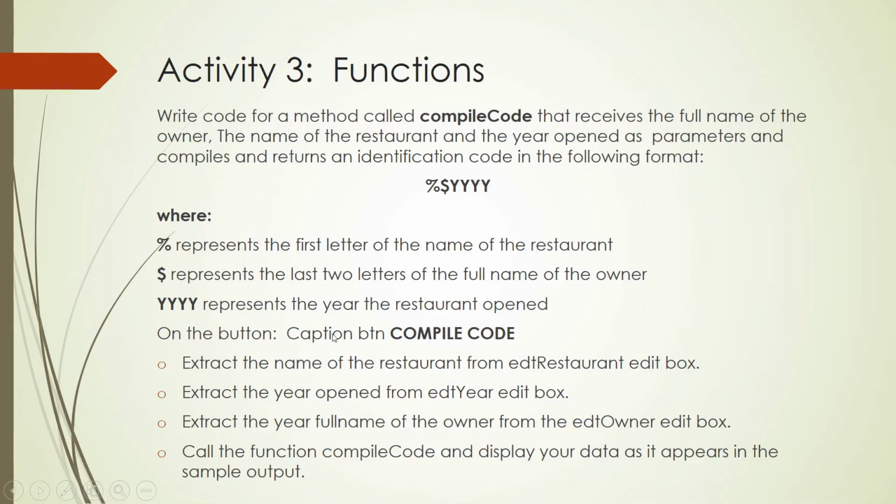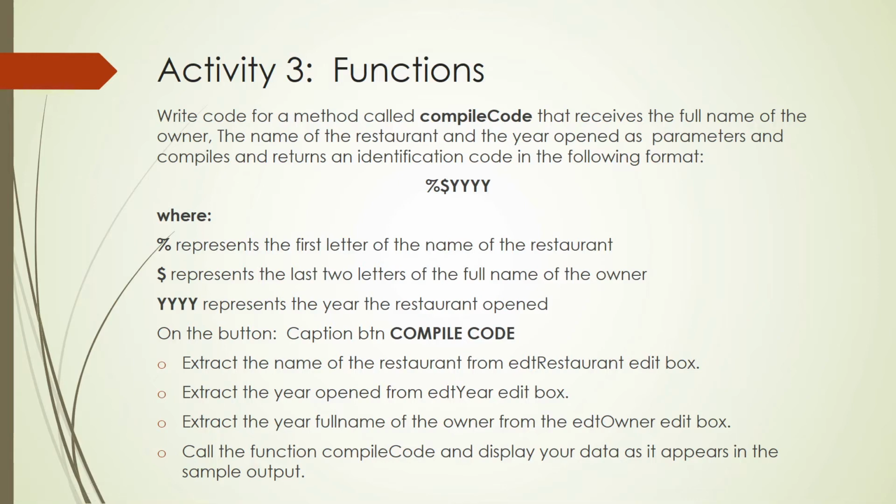On the button caption BTN compile code, extract the name of the restaurant from the edit box EDT restaurant. Extract the year opened from the edit box EDT year. Extract the full name of the owner from the EDT owner edit box. Call the function compile code and display your data as it appears in the sample output.